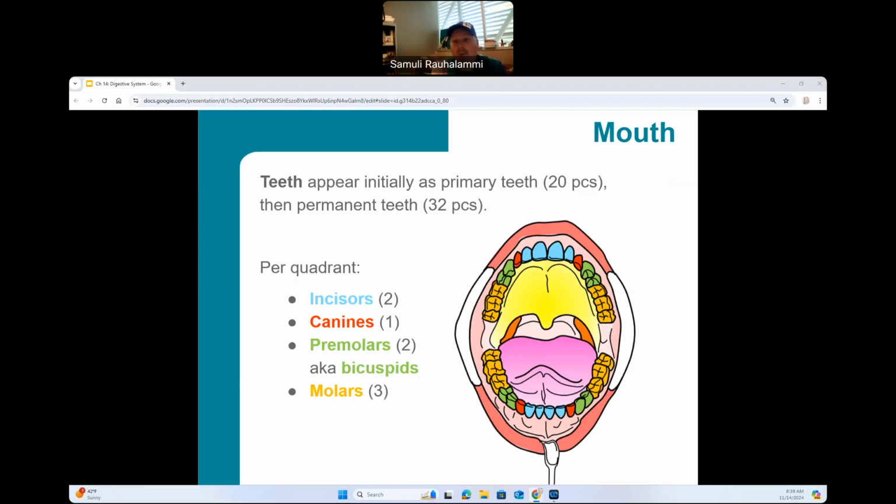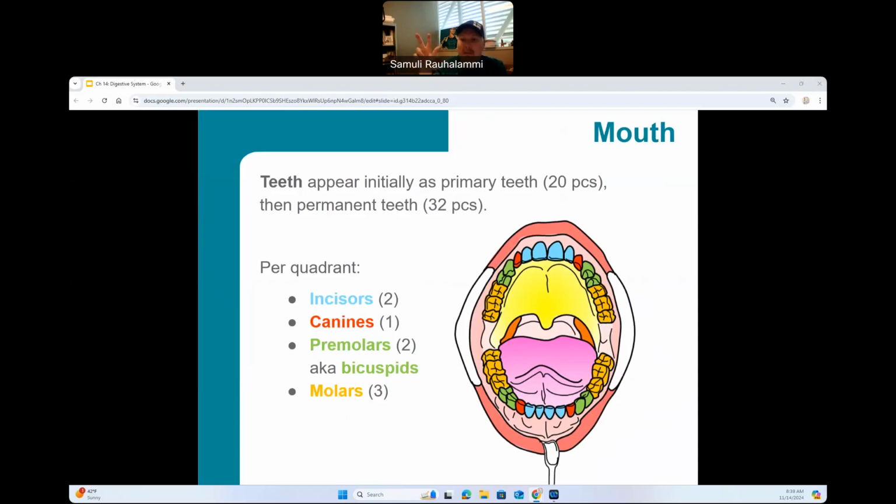Then you're going to have 1 canine per quadrant. This is a sharp tooth, ideal for things like tearing meat. You're also going to see 2 premolars, also known sometimes as bicuspids. These are kind of transitional teeth, and we'll see more of their characteristics when we look at the next set of teeth, which is going to be finally more posteriorly and more laterally.